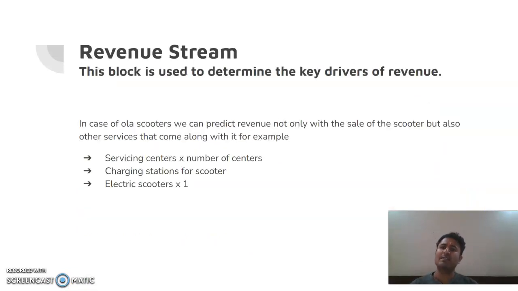Revenue stream. This block is used to determine the key drivers of revenue. In the case of Ola Scooters, we can predict revenue not only with the sale of scooters, but also other services that come along with it. For example, service centers and charging stations. So when you sell a scooter, you're not just selling a scooter. You also have a long-term benefit, long-term revenue stream for it, just like any other product.